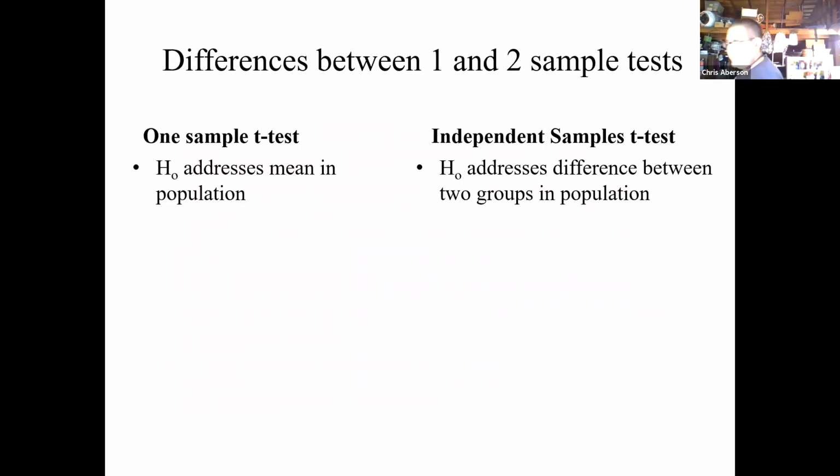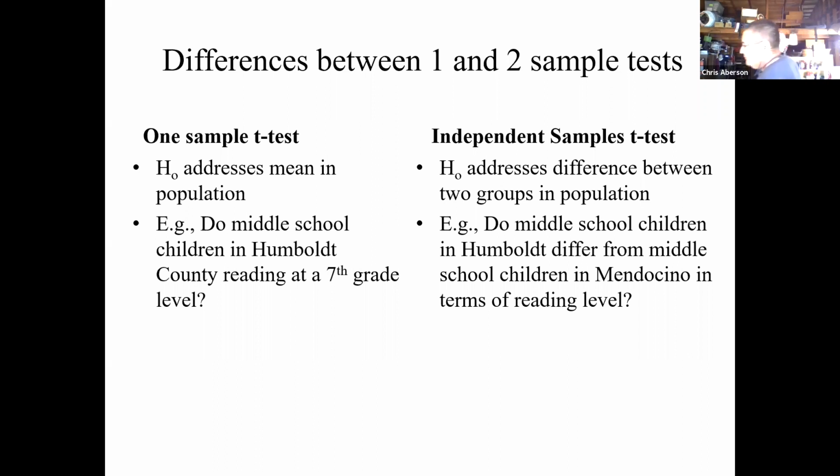All right, a couple of ways that will get at the differences between these tests. In a one sample t-test, we addressed the hypothesized mean in the population. Independent samples t-test is going to be a hypothesis about the difference between our two groups. And if you think of a null hypothesis, following that theme of the null being no effect, the null hypothesis will always be here that there's no difference between the 2 groups, or that the means are equal.